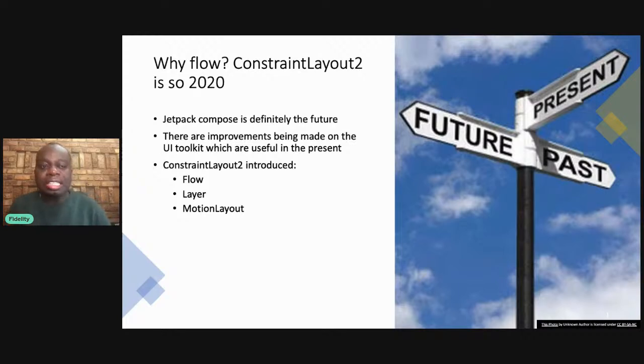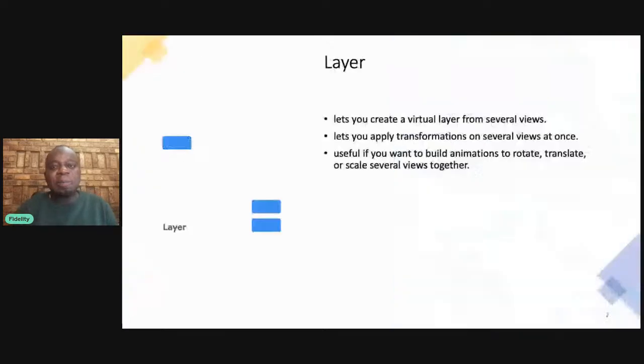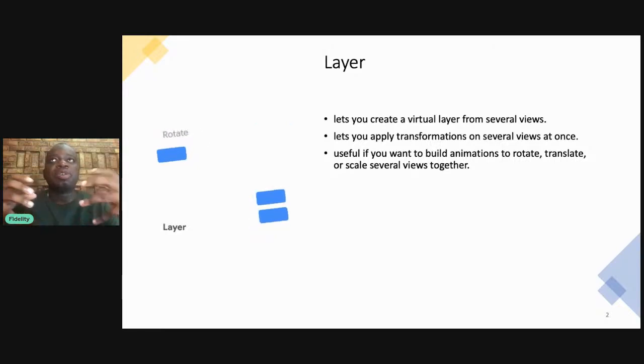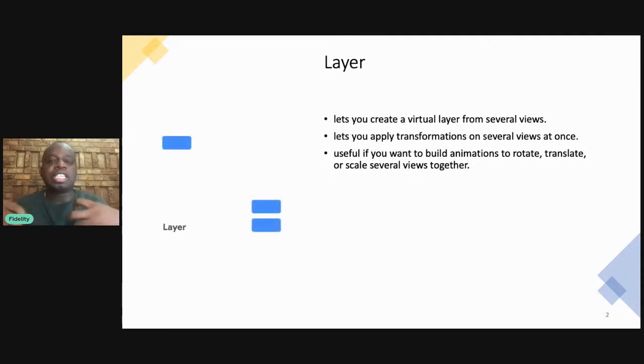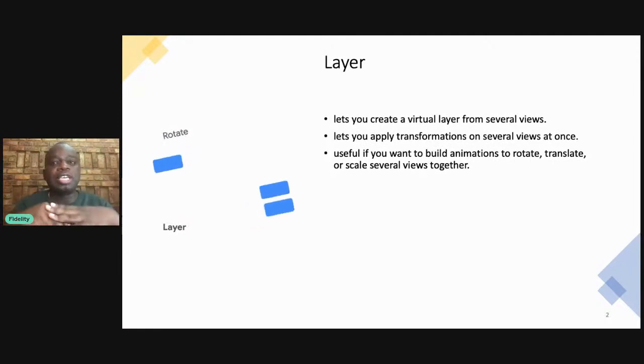So ConstraintLayout 2 actually introduced three significant things: Flow, which I'll talk about a lot in this presentation, and I'll also mention in passing a little bit about Layer and MotionLayout. Very quickly, what was ConstraintLayout 2 Layer? It's a new helper. From the original ConstraintLayout we had helpers like guidelines and barriers. With ConstraintLayout 2, another helper was added called Layer, which is a virtual layer where you can reference several views and apply the same transformation on those views at once. Like you can see in the little animation I have there, you can translate your views and rotate them, and you do this without adding another layout inside your ConstraintLayout, so the view hierarchy remains flat.